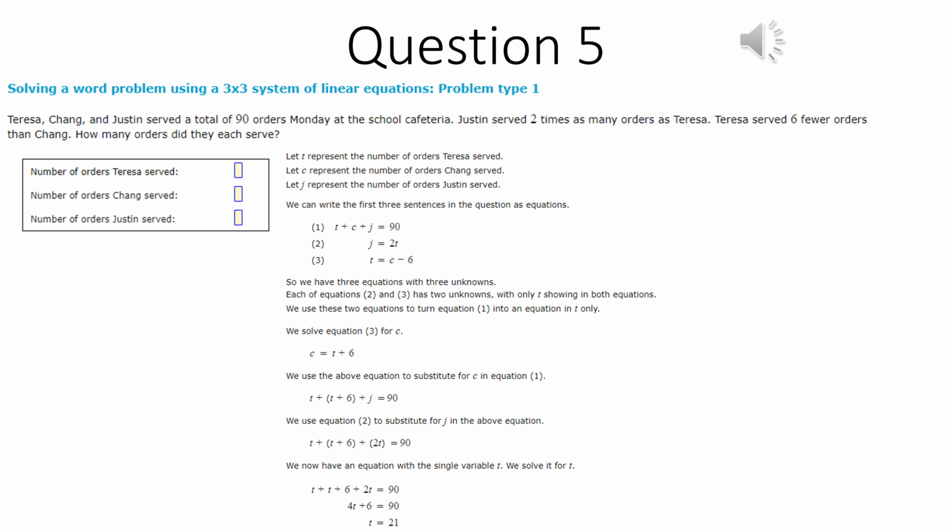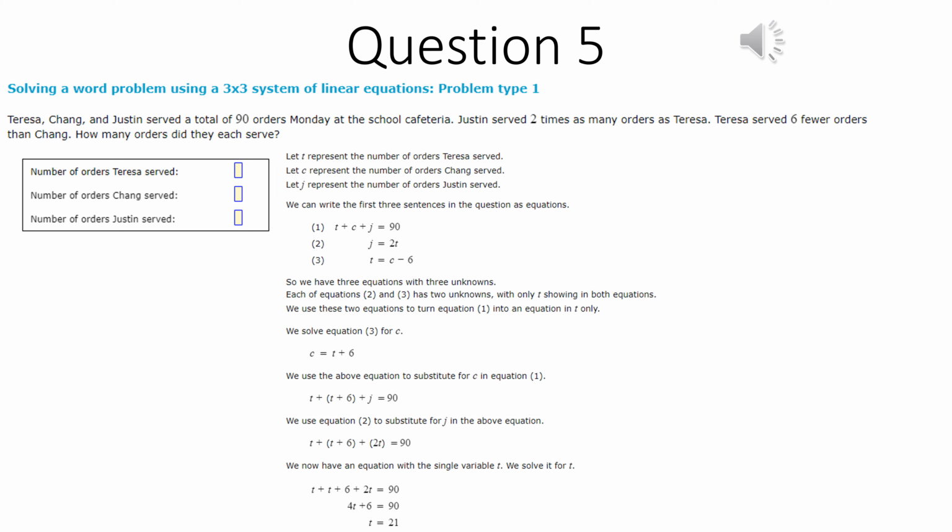Okay, the second equation: Justin served twice, 2 times, as many orders as Teresa. To say that, J is equal to 2T, is the second equation. And finally, Teresa served 6 fewer orders than Chan. The equation that represents this statement is T equals C minus 6, because fewer is minus. Okay, we have set out the equations.